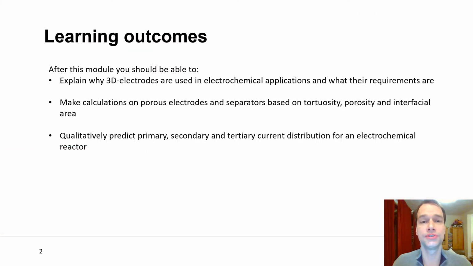The learning goals of this module are the following. You should be able to explain why 3D electrodes are used in electrochemical applications and what their requirements are. You should be able to make calculations on porous electrodes and separators based on tortuosity, porosity, and interfacial area. And you should be able to qualitatively predict primary, secondary, and tertiary current distribution for an electrochemical reactor.